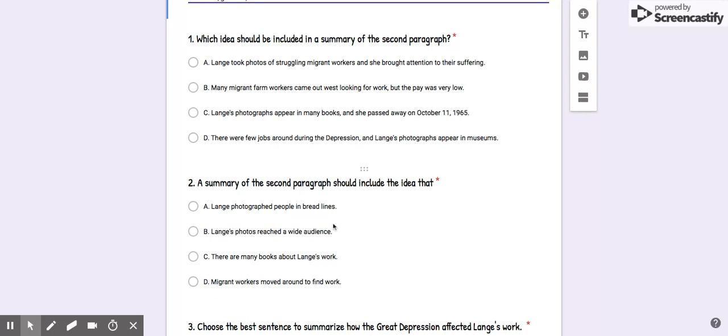Number 2, a summary of the second paragraph should include the idea that A, Lange photographed people in bread lines. B, Lange's photos reached a wide audience. C, there are many books about Lange's work. Or D, migrant workers moved around to find work. Okay, now this one's a little bit more tricky, but again, it tells us a big hint. A summary of the second paragraph. So again, go back to that second paragraph and see what it's about. Which one of these answer choices has that information in the second paragraph?